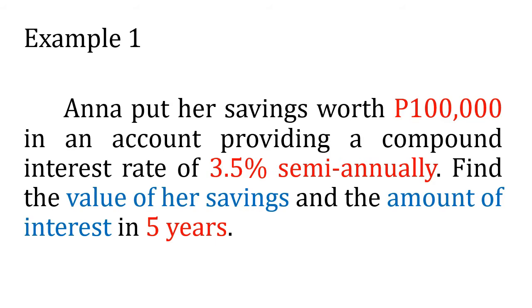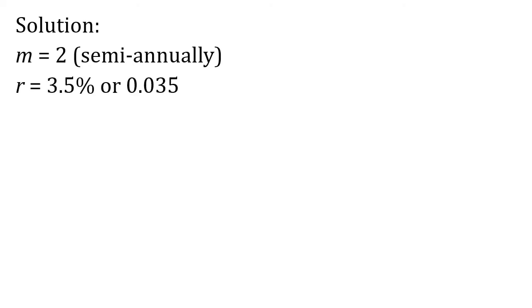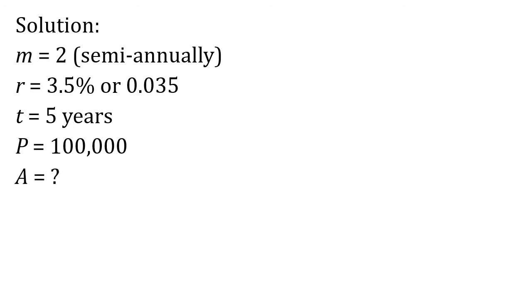Then the value of her savings and amount of interest. So we will be solving for the future value and the amount of interest in 5 years. So that's the time. For the solution, first list the given. M is equal to 2 because semi-annually. R is equal to 3.5%, in decimal, that's 0.035. The time is 5 years. The principal amount is 100,000 pesos. And we will be solving for the final amount and for the amount of interest.